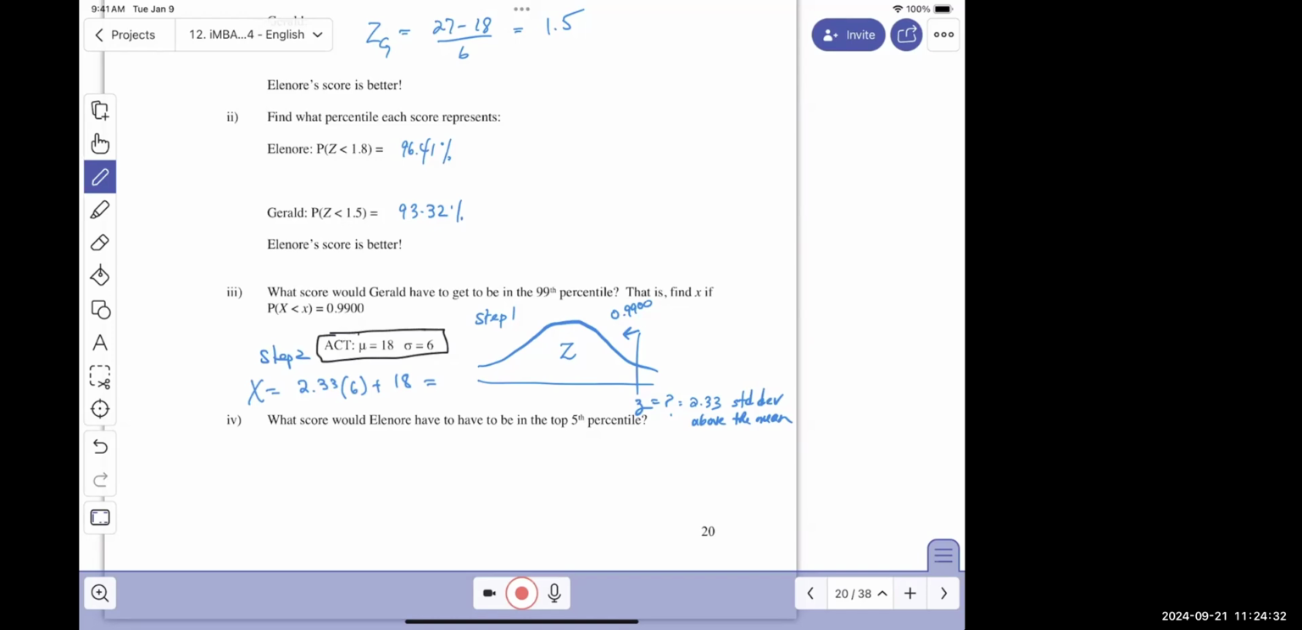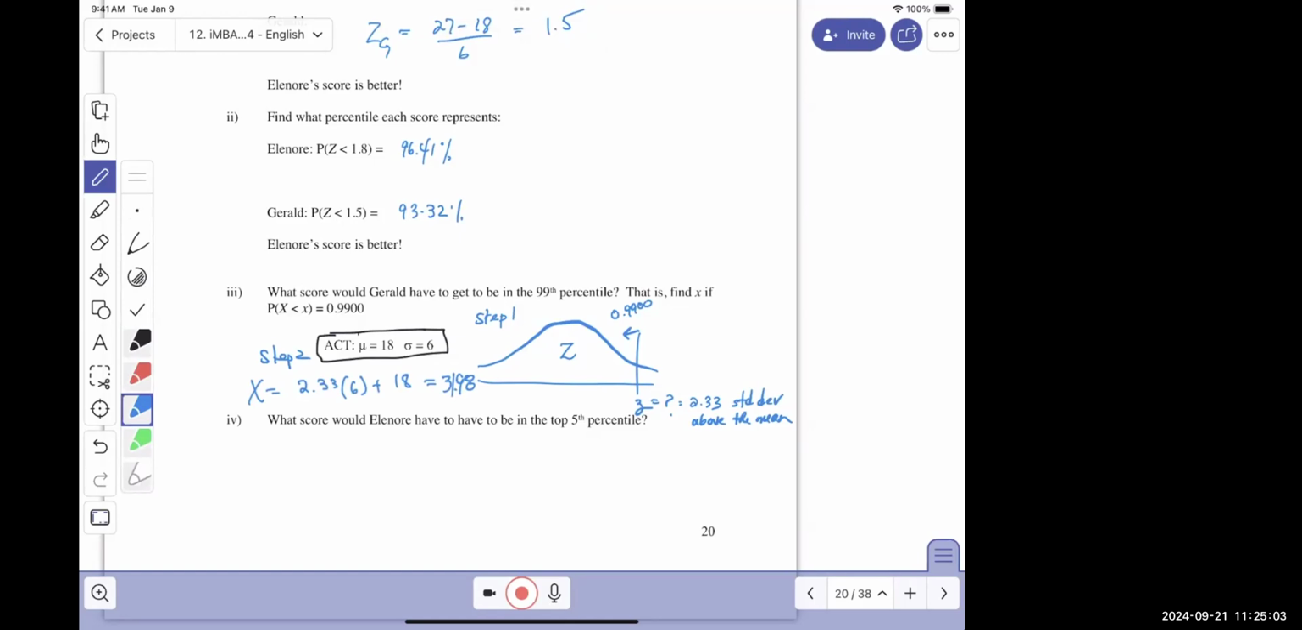$31.98. Very good. So I think you got it or understood it. Now hold on to that thought. Let's do one more. 31.98 was her score. What would have to be his score? Oh, it's really high on the ACT.